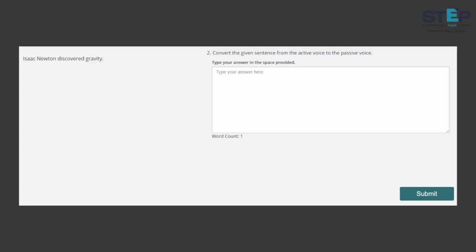Let's look at our first question. This question asked you to convert the given sentence from the active voice to the passive voice. The sentence was, Isaac Newton discovered gravity. Let's quickly look at the rules.